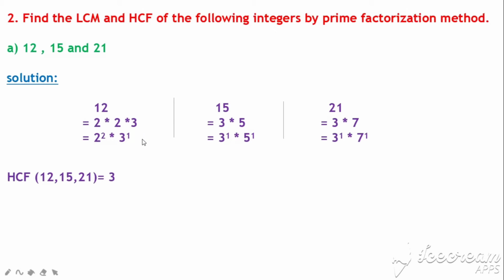So among these, the greatest ones: it is nothing but 2 square into 3 power 1 into 5 power 1 into 7 power 1. When you multiply all these numbers, the answer is 420. So the HCF of 12, 15 and 21 is 3 and the LCM of 12, 15 and 21 is 420. Similarly, you can solve other problems.